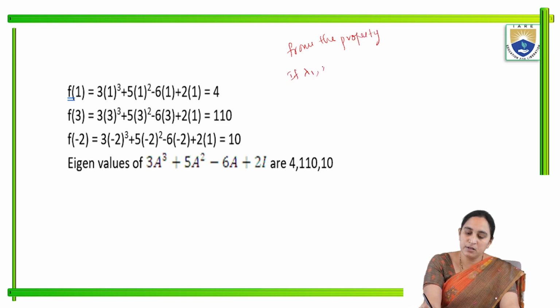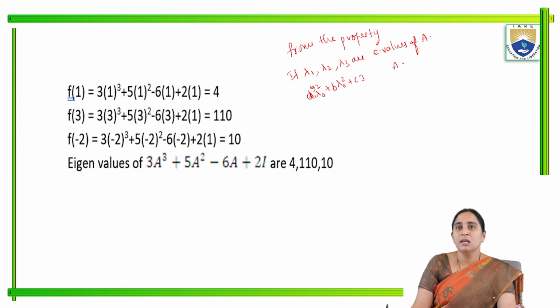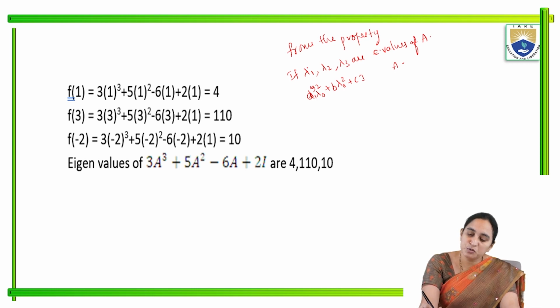If lambda 1, lambda 2, lambda 3 are eigenvalues of A, then the polynomial a lambda cube plus b lambda square plus c into I has eigenvalues given by substituting each eigenvalue. This is one of the properties. If the eigenvalues are lambda 1, lambda 2, lambda 3, for the given polynomial, just substitute lambda 1 first, then substitute lambda 2, and then substitute lambda 3. These three are the eigenvalues of the given polynomial.